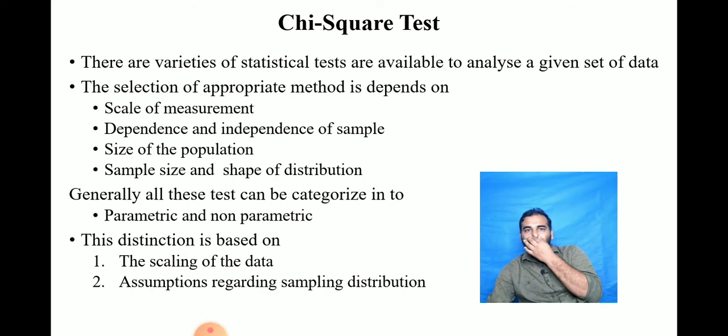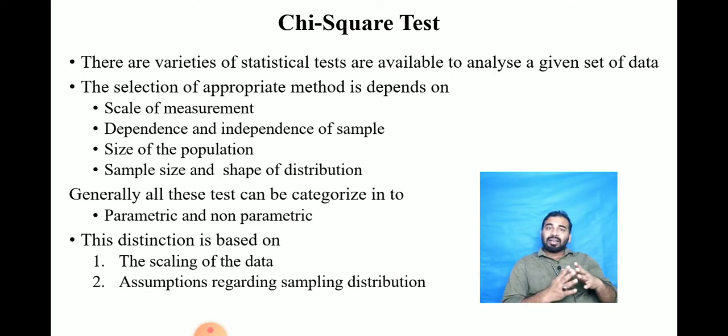And the next one is whether our sample is a dependent sample or an independent sample. Suppose we have two different samples, is there any relationship between these two samples? If there is a relationship, then that will be a dependent sample. If both are independent, then that's known as independent samples.